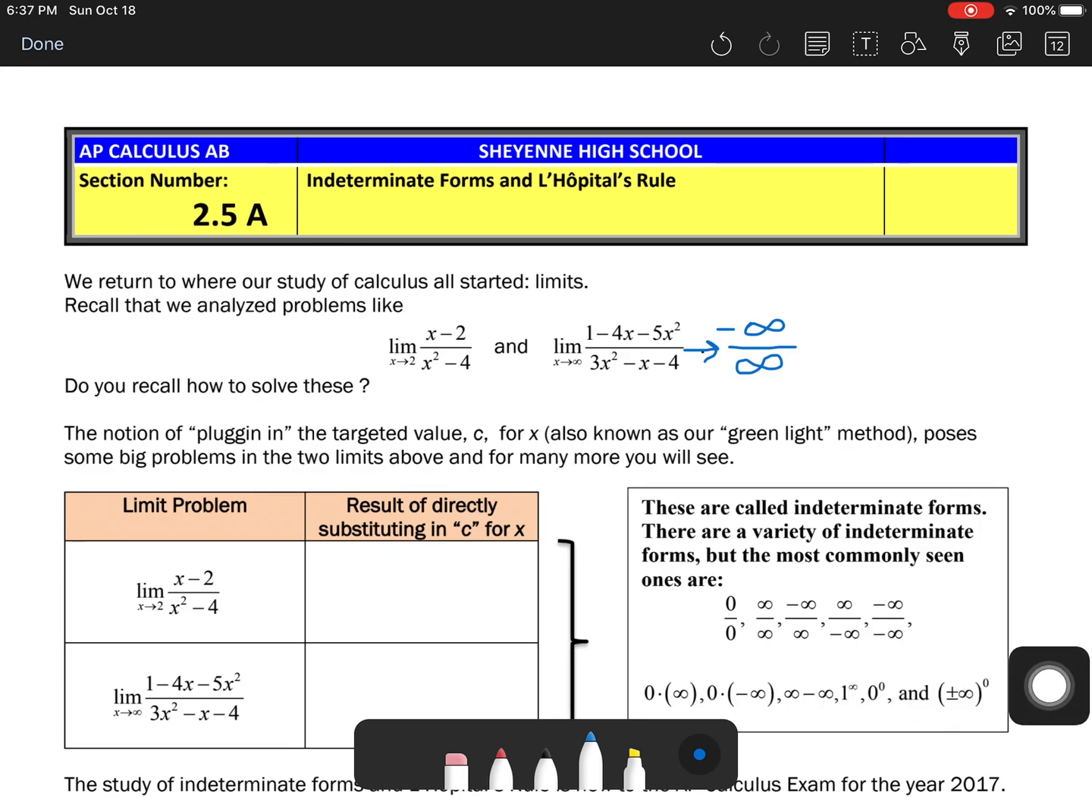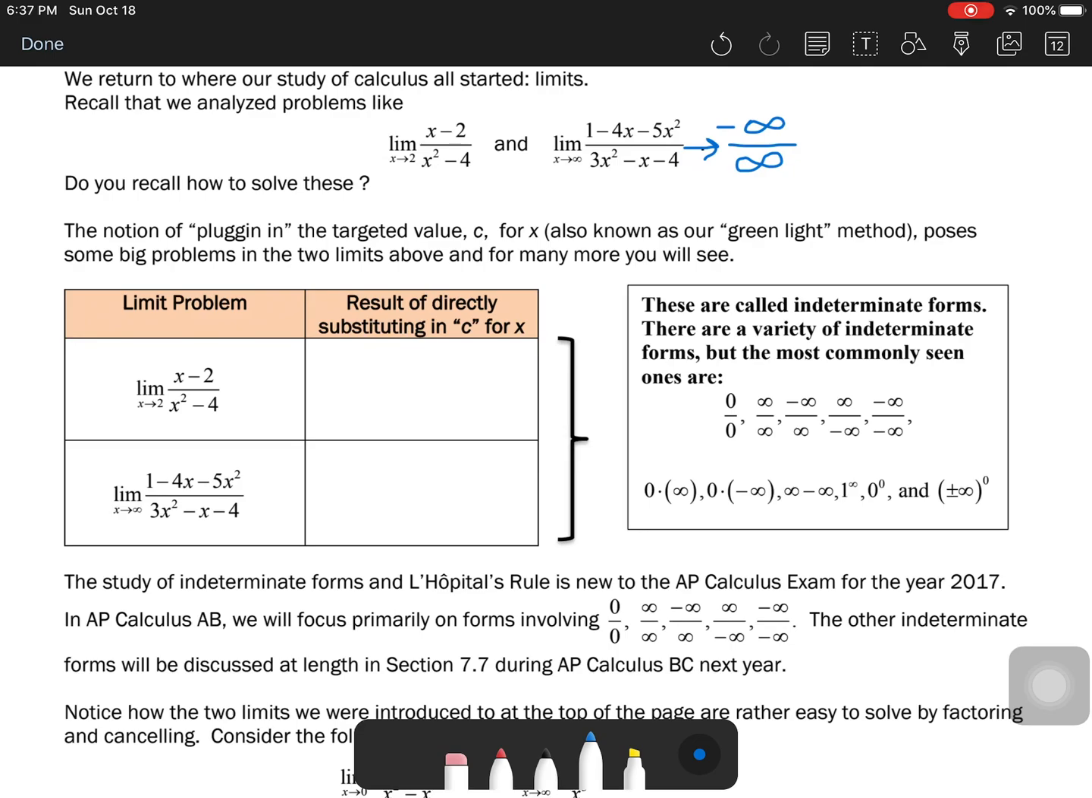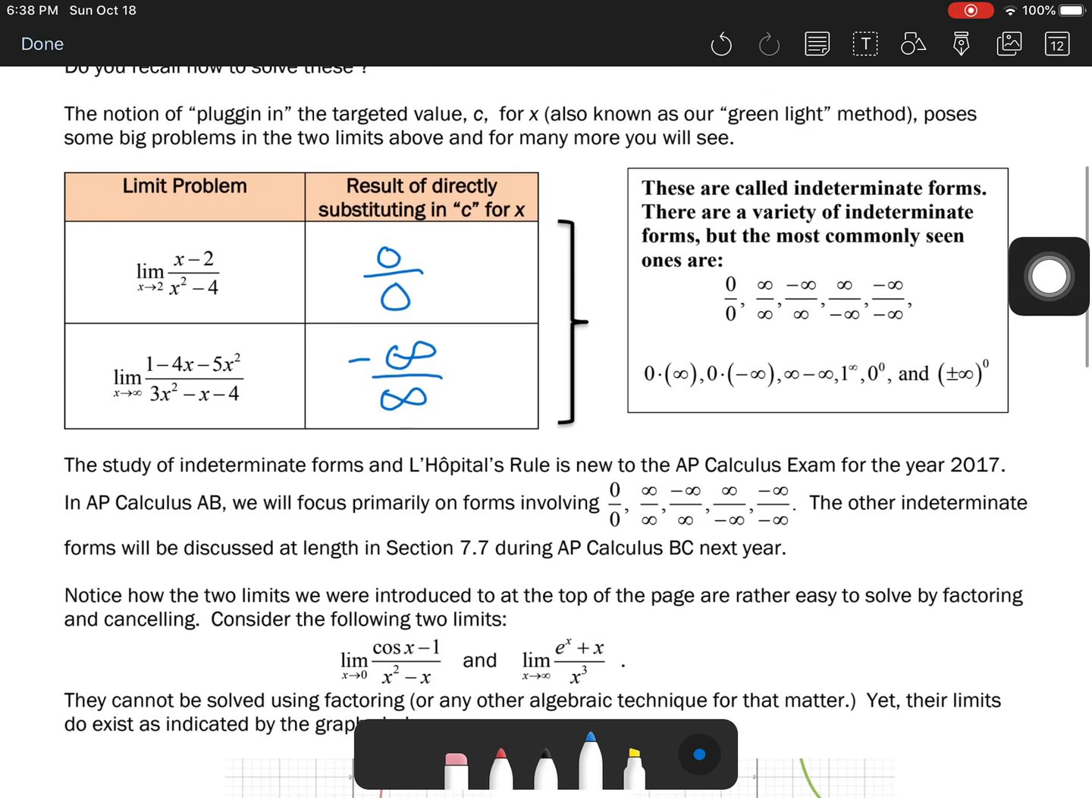Okay, so L'Hopital's rule would apply to both of these. That's what we're showing here. We would get 0 over 0 here, and we'd get negative infinity over infinity for that one. So each of those are represented here in our indeterminate forms. Like I said, 0 over 0 is probably the most common, but then if you have the infinities, whether they're positive or negative in the numerator and the denominator, those would be your other indeterminate forms. There are some other ones as well that we really won't discuss in AB calculus.